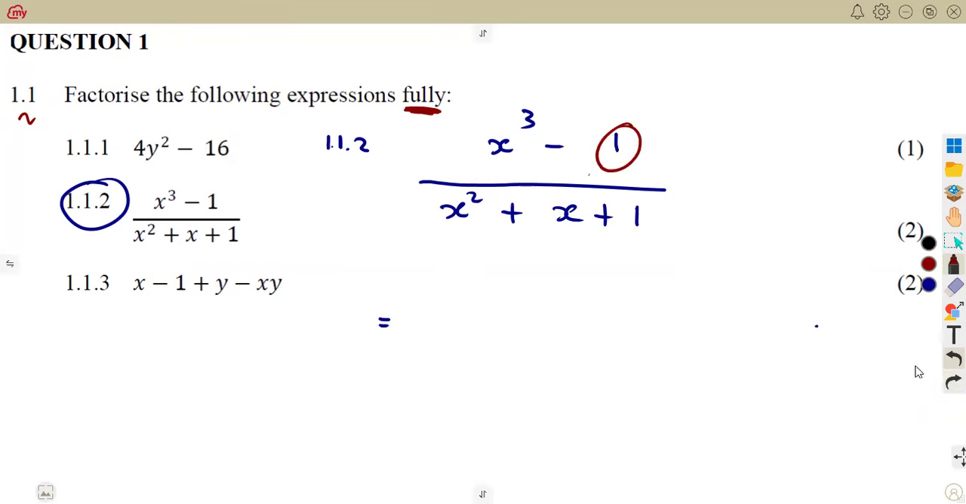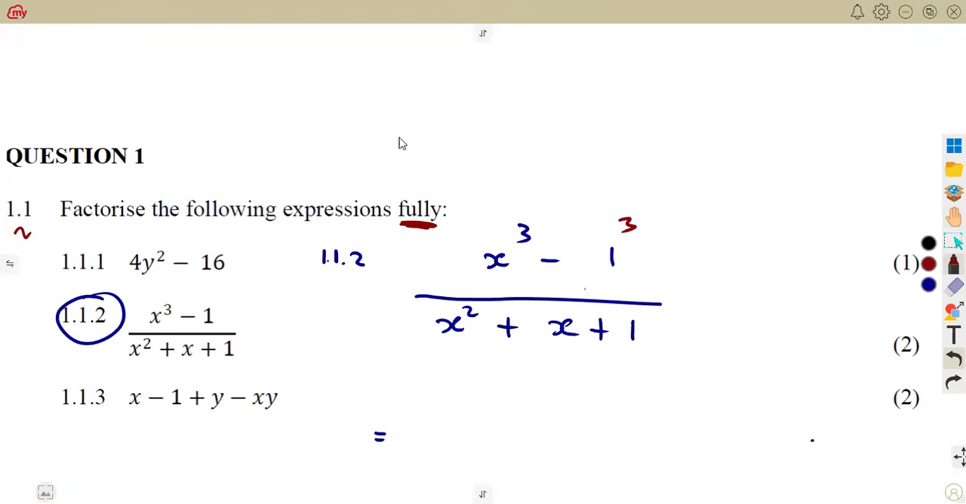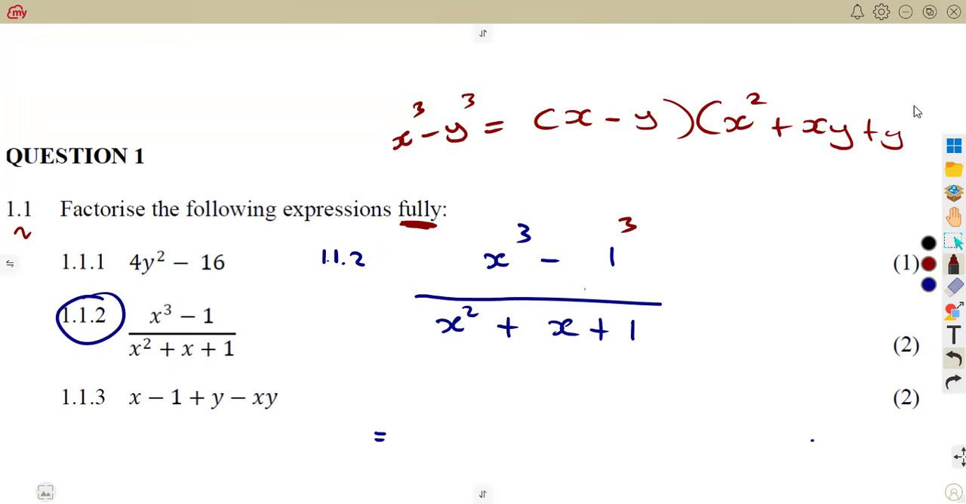Remember, 1 is a perfect cube. This 1 can be written as 1 to the exponent of 3. So meaning to say we've got the difference of 2 cubes, x cubed minus y cubed like this. Remember, it is supposed to give us x squared plus xy plus y squared. There we have got x, and here we've got a 1. That is going to be x minus y, which is x minus 1. What represents our y value is the 1. So that's x minus 1 into this bracket, x squared.